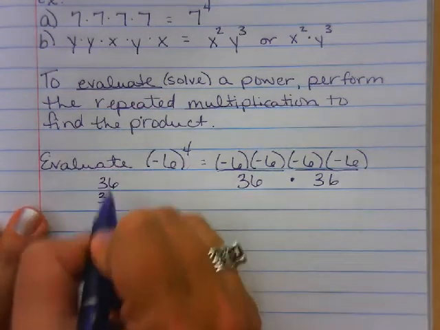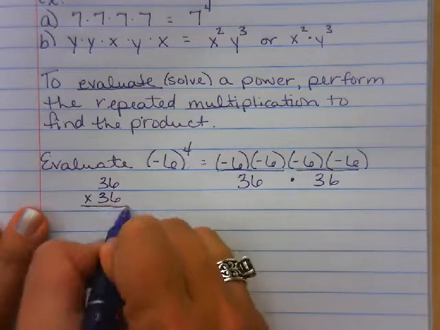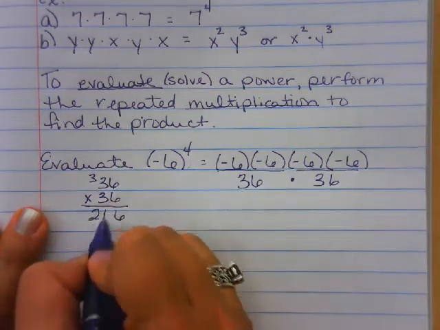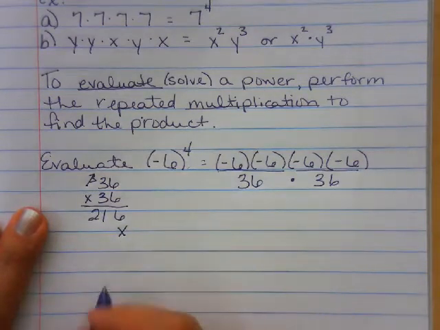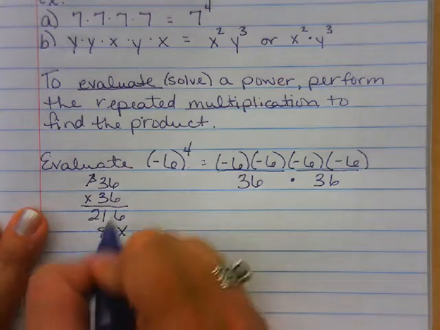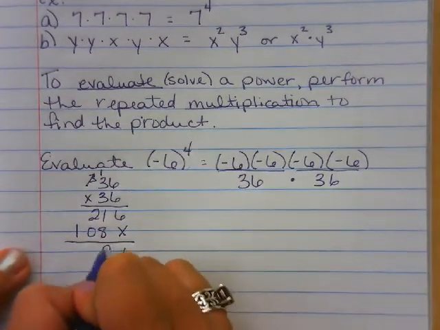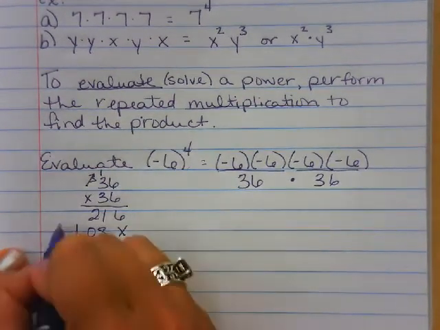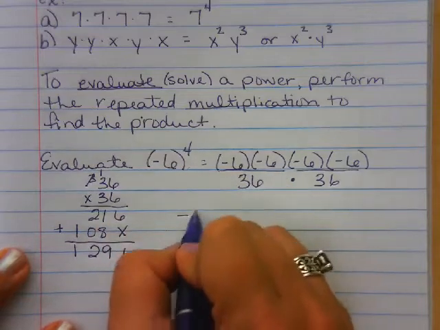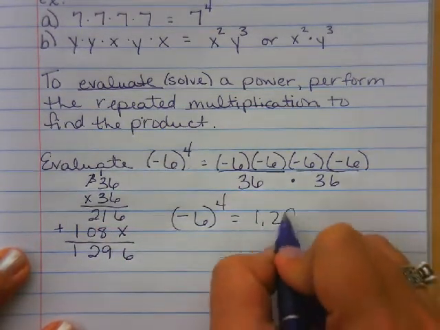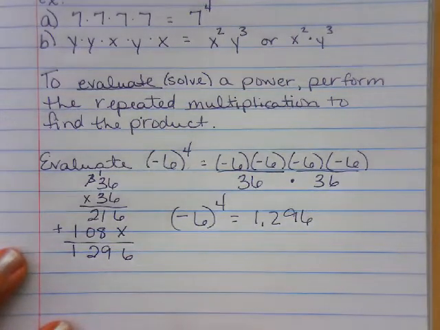So evaluate again means solve, so I'm going to go ahead and multiply that. 6 times 6 is 36. Don't forget your placeholder. 3 times 6 is 18, and 3 is 21. Carry the 1. 10, 6, 9, 2, and 1. So negative 6 to the 4th power is equivalent to 1,296.